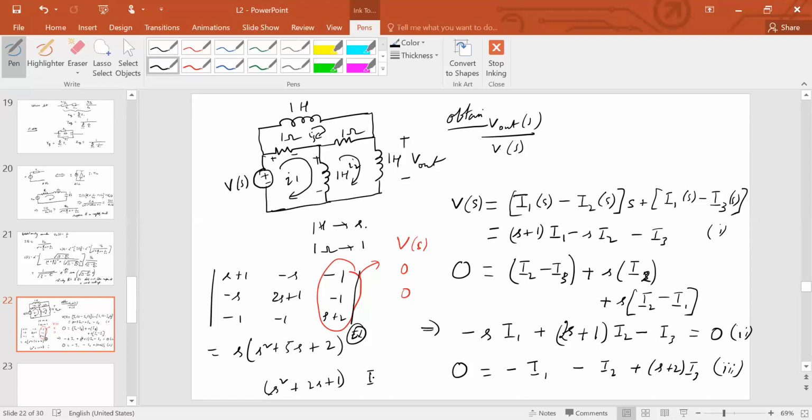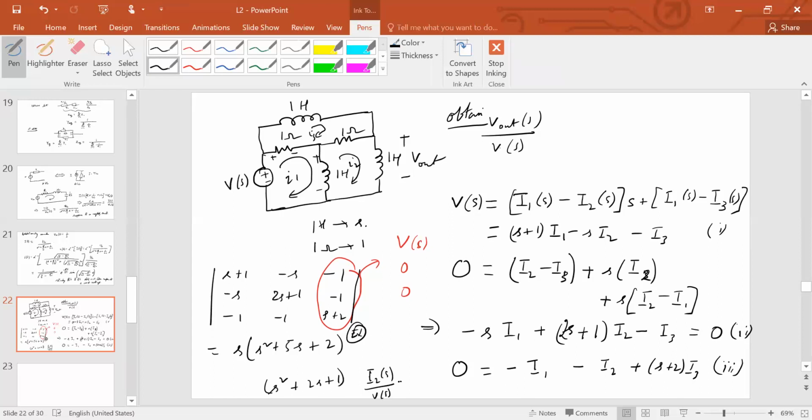So therefore, I2(s) over V(s) is given by the expression S squared plus 2S plus 1 upon S into S squared plus 5S plus 2. Now if you want to find Vout(s), just multiply this by S. So therefore Vout upon Vin, that is the transfer function, will be nothing but S squared plus 2S plus 1 upon S squared plus 5S plus 2.